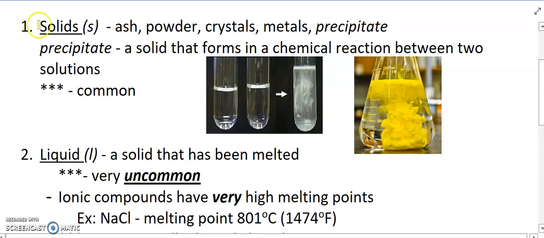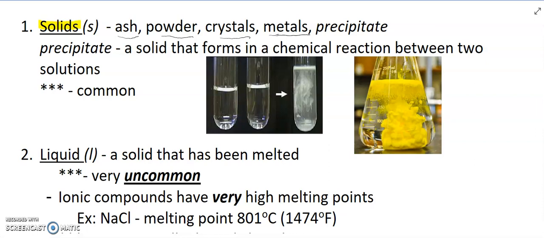Most students have no trouble identifying a solid. In a chemical reaction, solids can appear in the form of an ash, or a powder, or crystals. Most metals on the periodic table, except for mercury, are going to be in the solid form, so any metal that you're going to have. But the state of matter that's usually new to students for a solid is the concept of a precipitate.